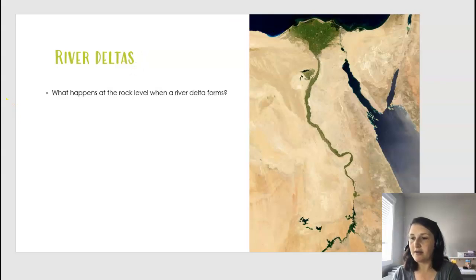Let's look at some different types of landforms and how they can be changed.